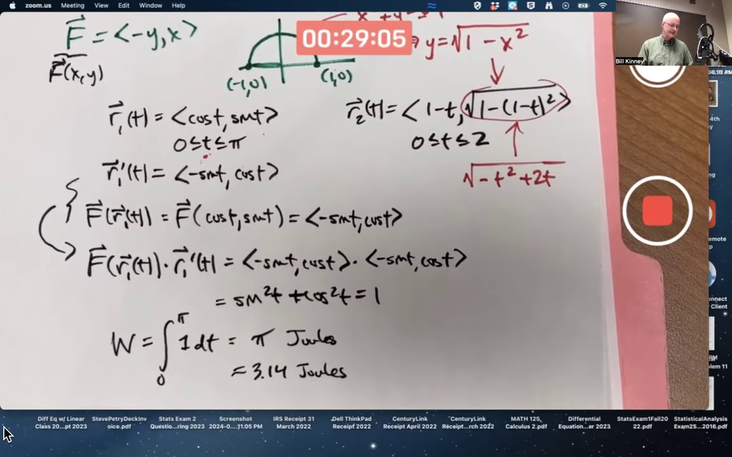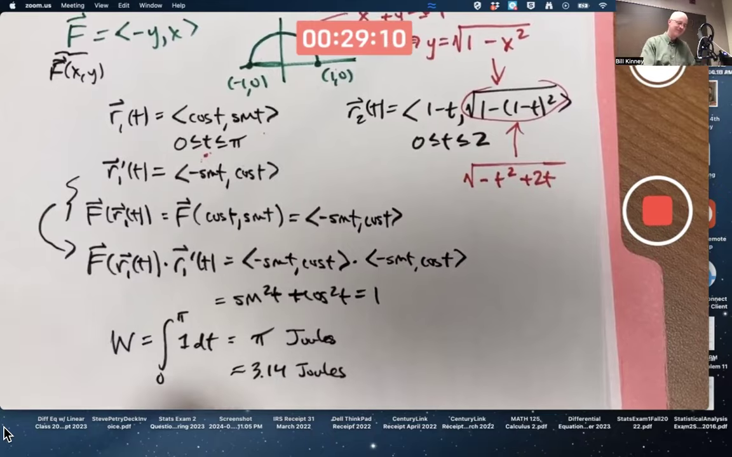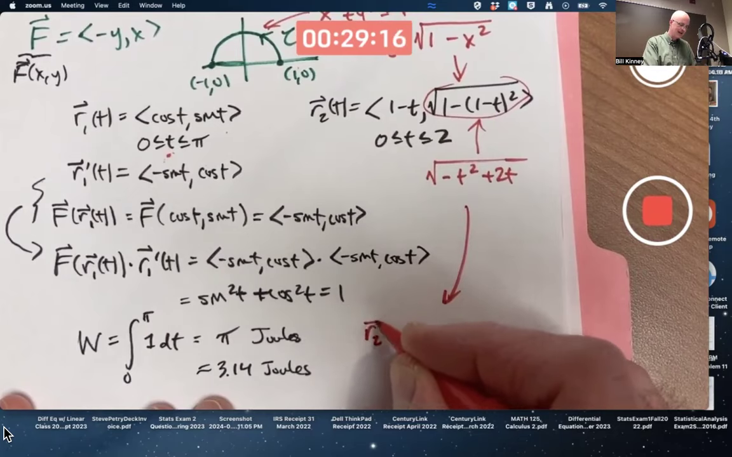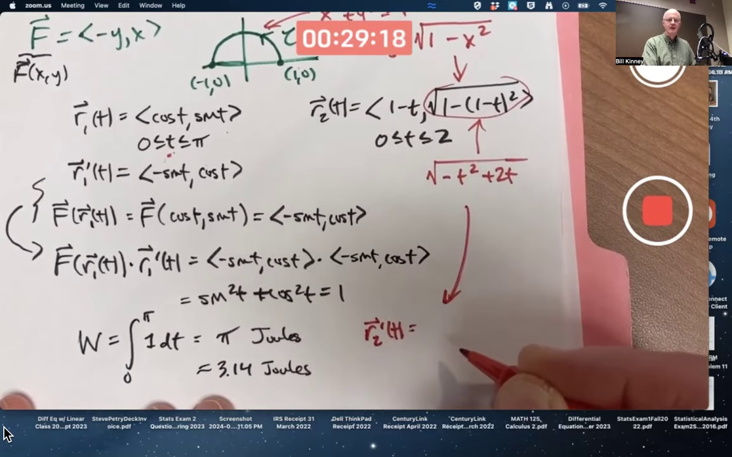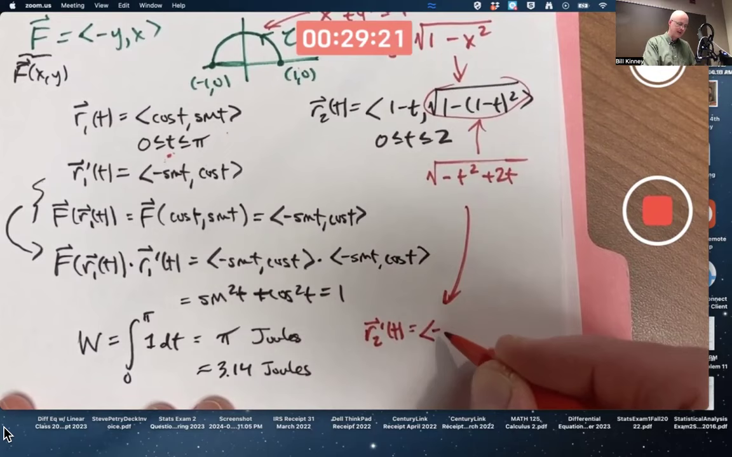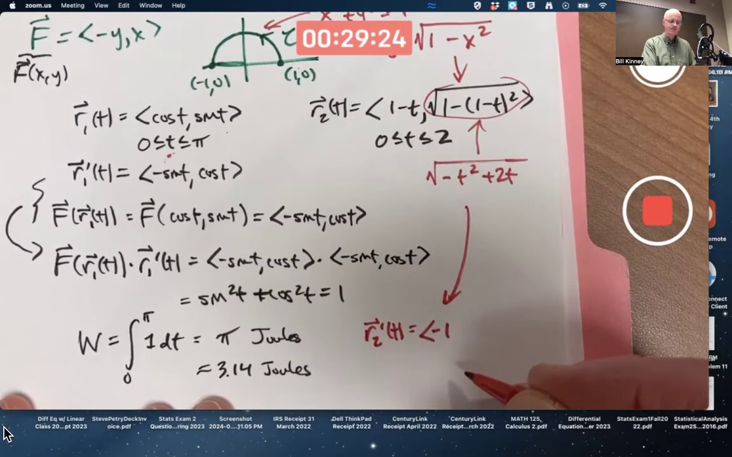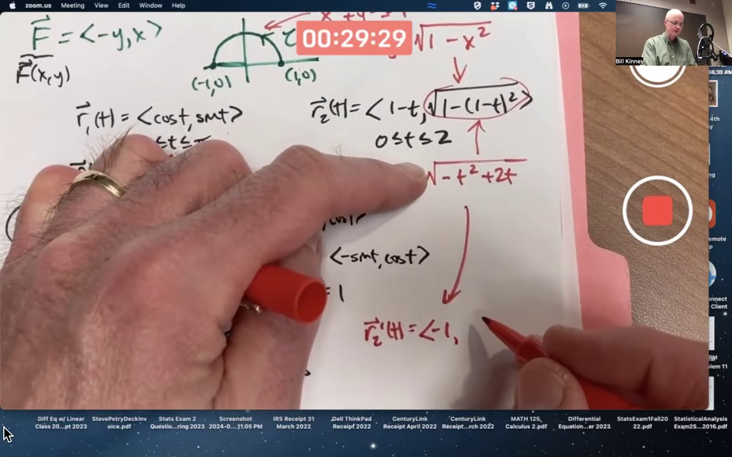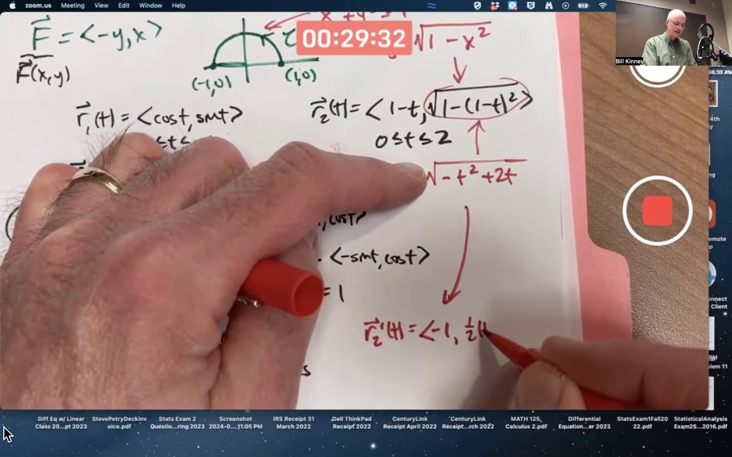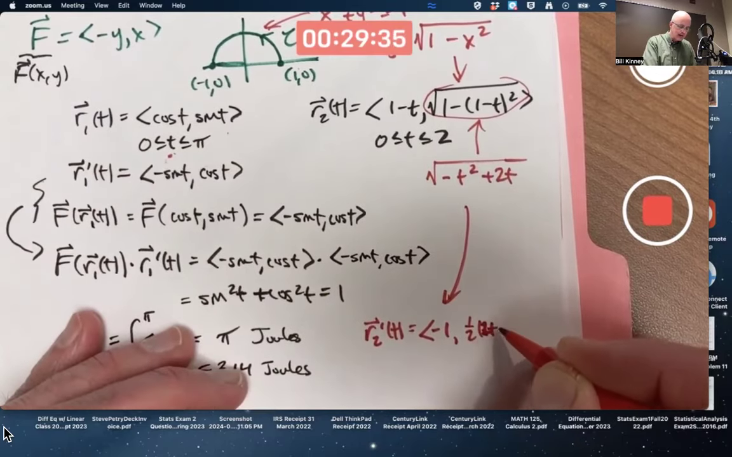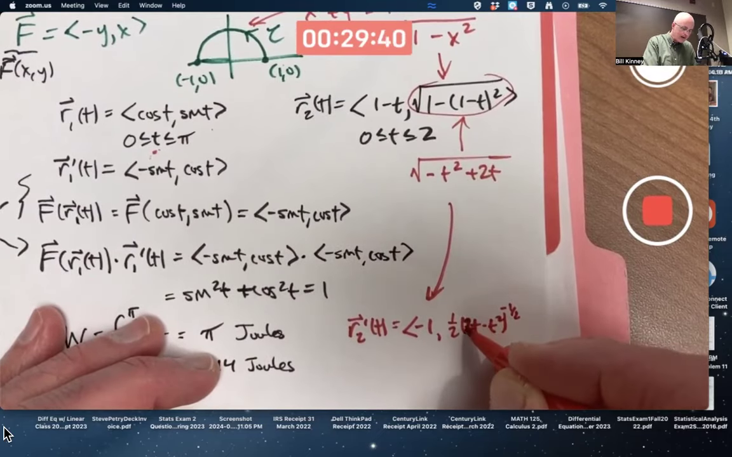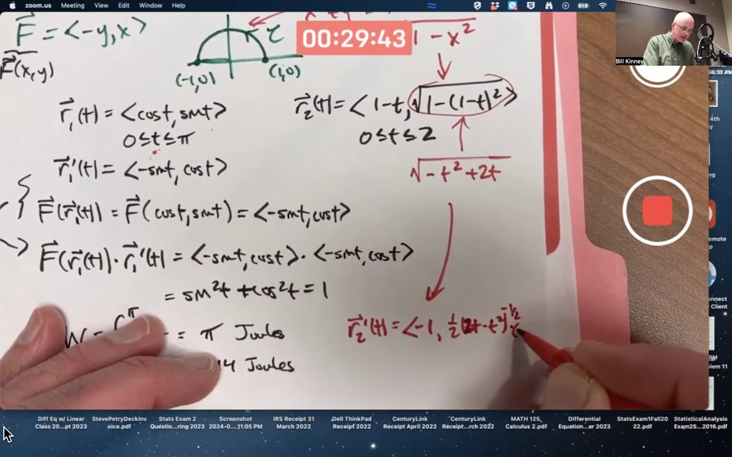Does the other parameterization give us the same thing? It should, though it's not obvious that it will. How much can I do by hand? How much do I want to do by hand? Let's find the derivative. First one's not so bad, just a plain old negative 1. Second one, I need the chain rule for. This is negative t squared plus 2t to the 1/2, so the 1/2 comes down. Let's write it as 2t minus t squared in there to the negative 1/2. Don't forget the chain rule times 2 minus 2t.